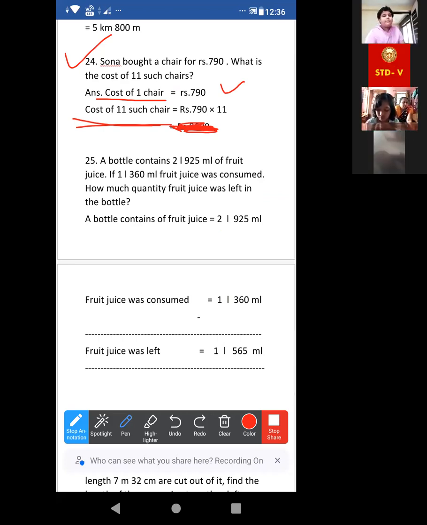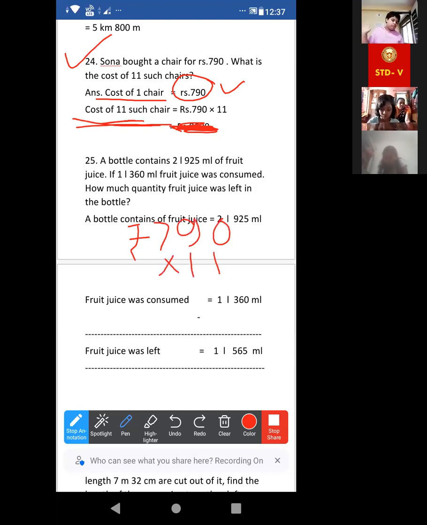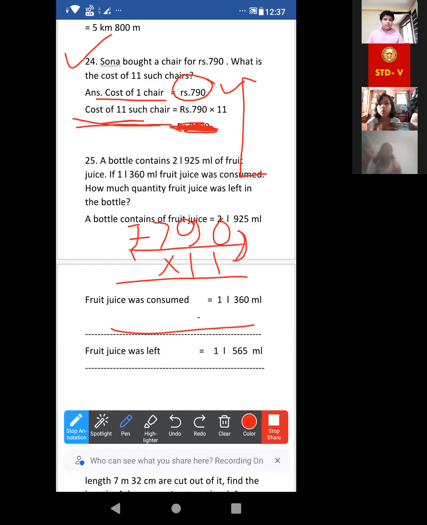Now, one chair cost is rupees 790. So what will be the cost of 11 chairs? Just rupees 790 into 11. You can show the multiplication on the right side. If you know the table directly, you should know the table of 11, as you are in class 5. But if you don't know or you forget, then do step by step multiplication. But you should know the table of 11.